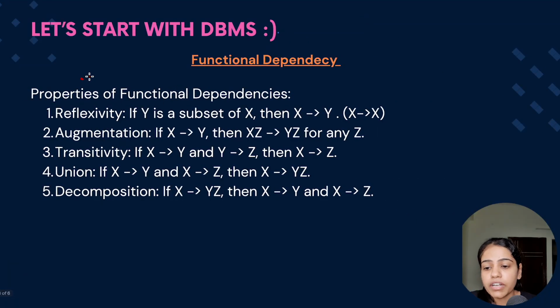Now there are some properties of functional dependency, or we can also call them inference rules. Now what are those properties? So the very first property is reflexivity. Now what is this reflexivity?